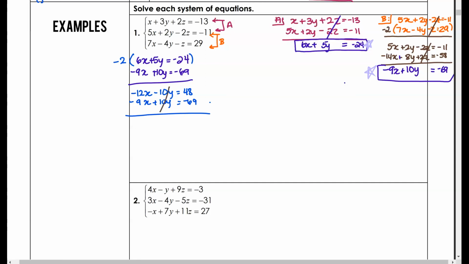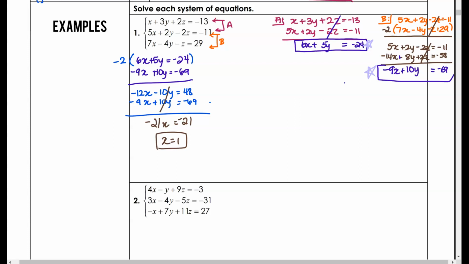And then I'm left with 48 minus 69. That's going to give me positive 21. And then I'm left with negative 12x minus 9x, and that's going to give me a negative 21x. Oh, sorry, this is a negative because of that negative 69. So now I'm going to divide both sides by negative 21. I'm going to end up with x equals 1. And that's my answer for x.